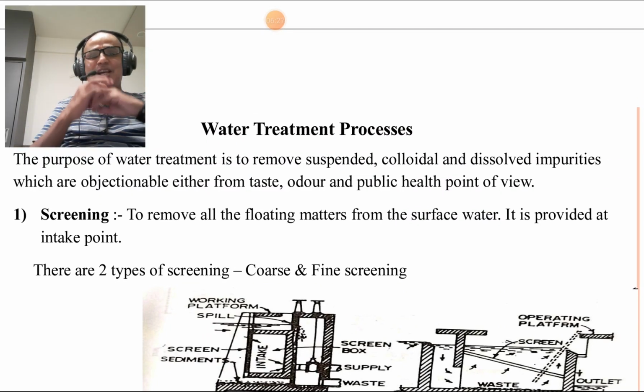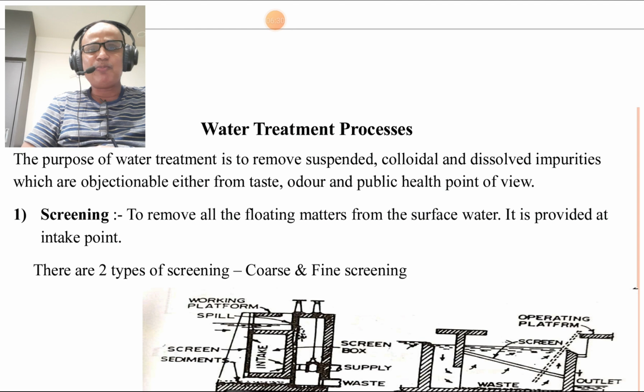After that we are going to discuss the water treatment processes. The purpose of water treatment is to remove the suspended, colloidal and dissolved impurities which are objectionable either from the taste, color and public health point of view. So why should we treat the water? We should treat the water to make it fit for drinking and remove the objectionable material from it. That objectionable material is in the form of suspended, colloidal and dissolved impurities.